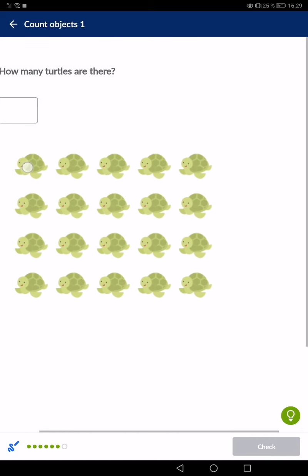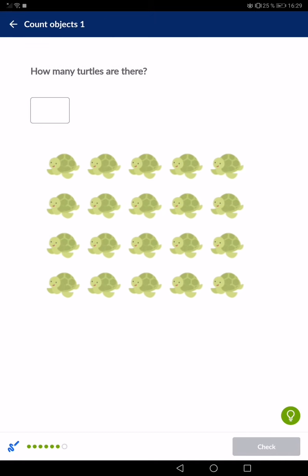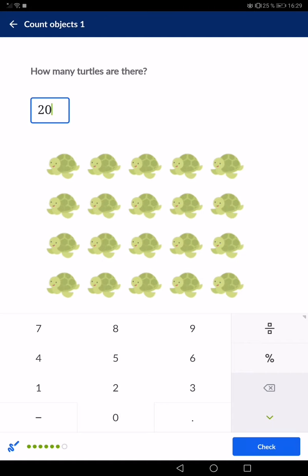How many turtles are there? Like, it's an even number. 1, 2, 3, 4, 1, 2, 3, 4, 5. It's 20 turtles, right?